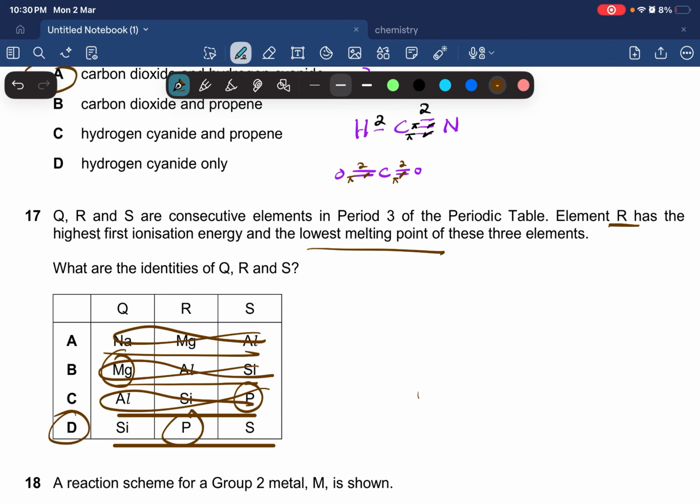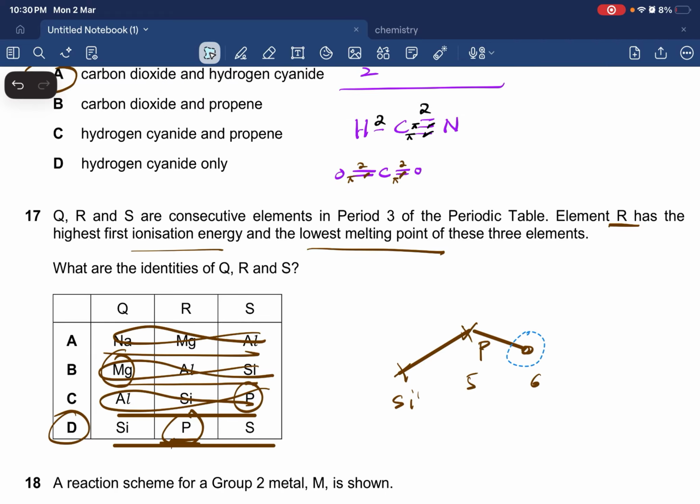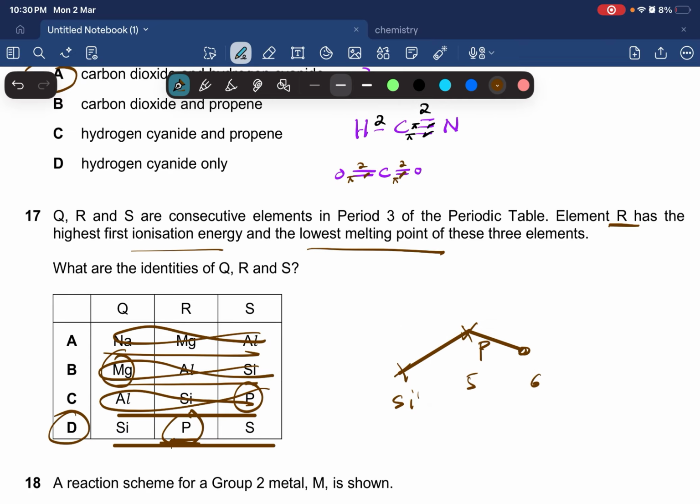Element R has the highest first ionization energy. Over here, phosphorus is going to have the highest first ionization energy. Why? Because from silicon to phosphorus, it is going to increase. But you know, from group 5 to group 6, there's a small dip. So there's going to be a small dip from phosphorus to sulfur. So that's why phosphorus has the highest.